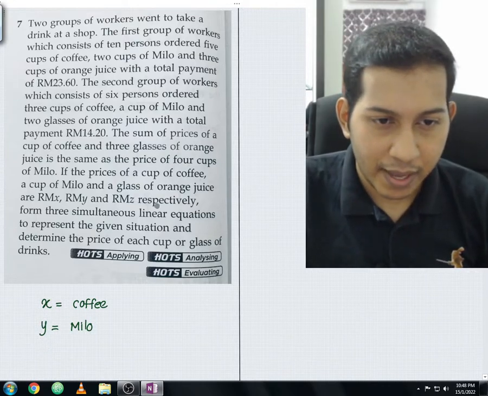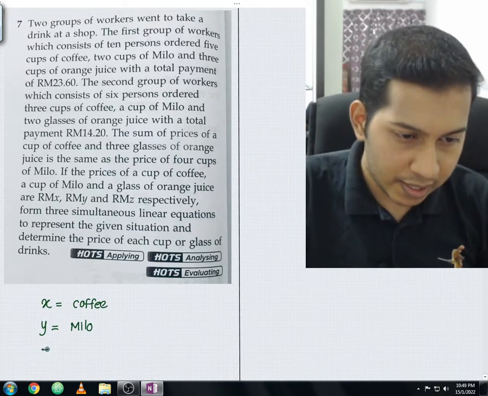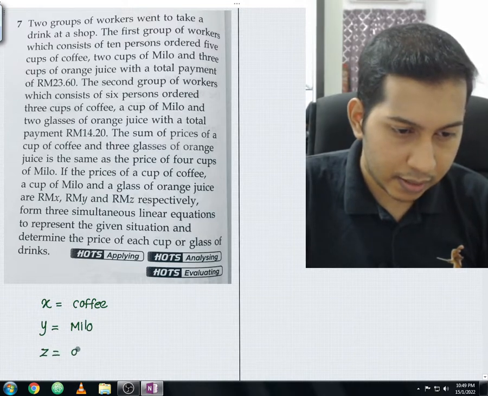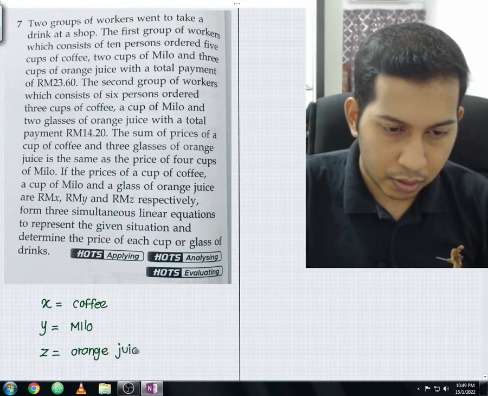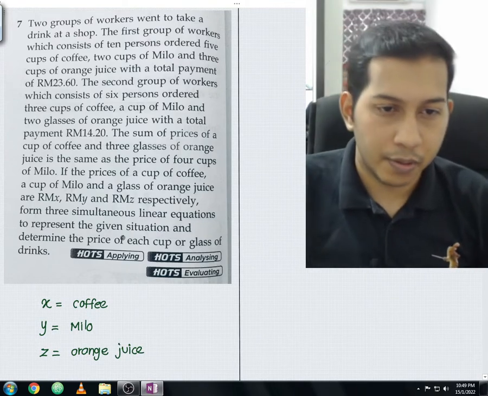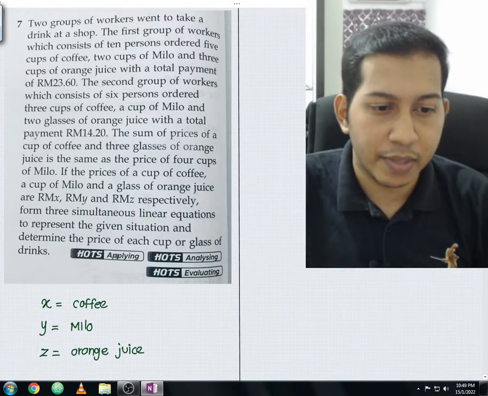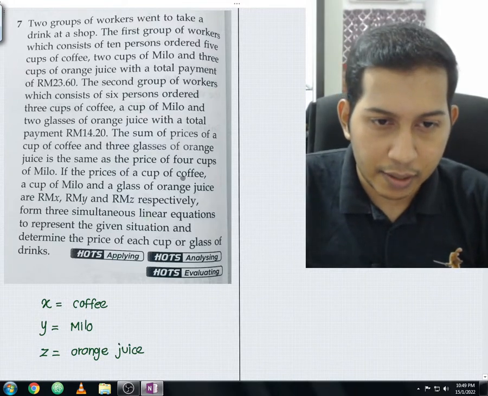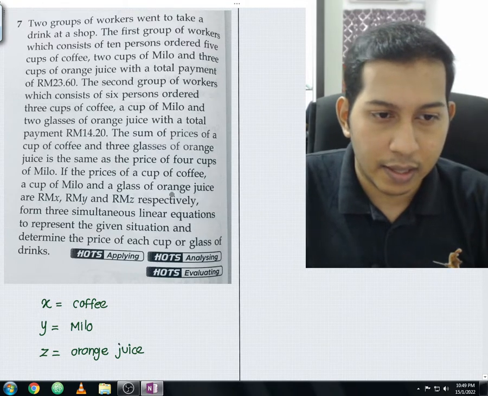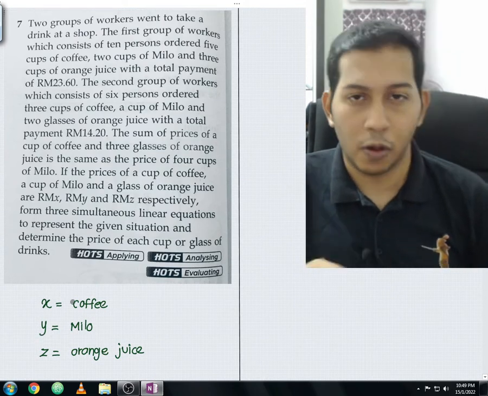And Z is representing the orange juice. So from here, Z you can write as orange juice. This information is the obvious one. If I were you in the exam, I would underline the information. You can underline the coffee and X, then compare the Milo with Y, and then compare the orange juice with Z. It is easier for you to see, and then you write it down in the working here. This is the obvious information.